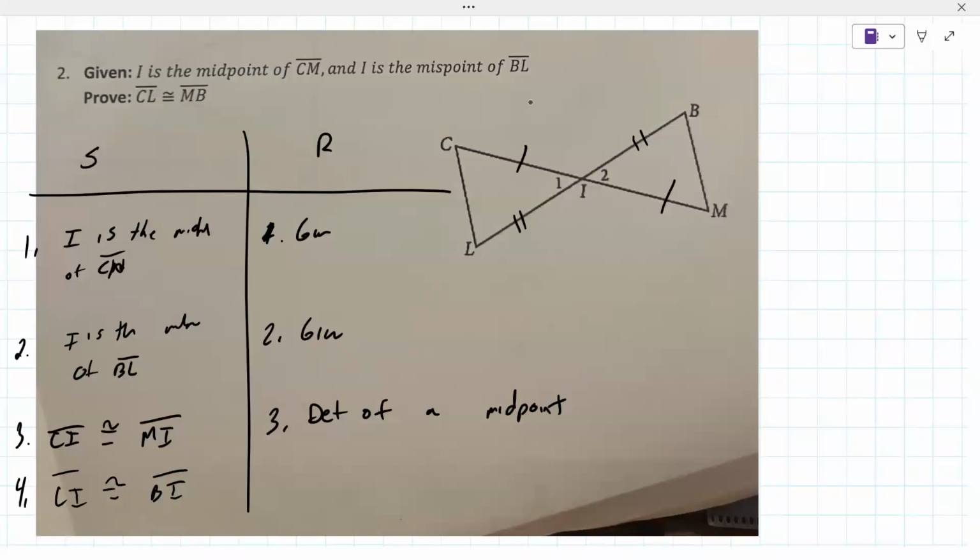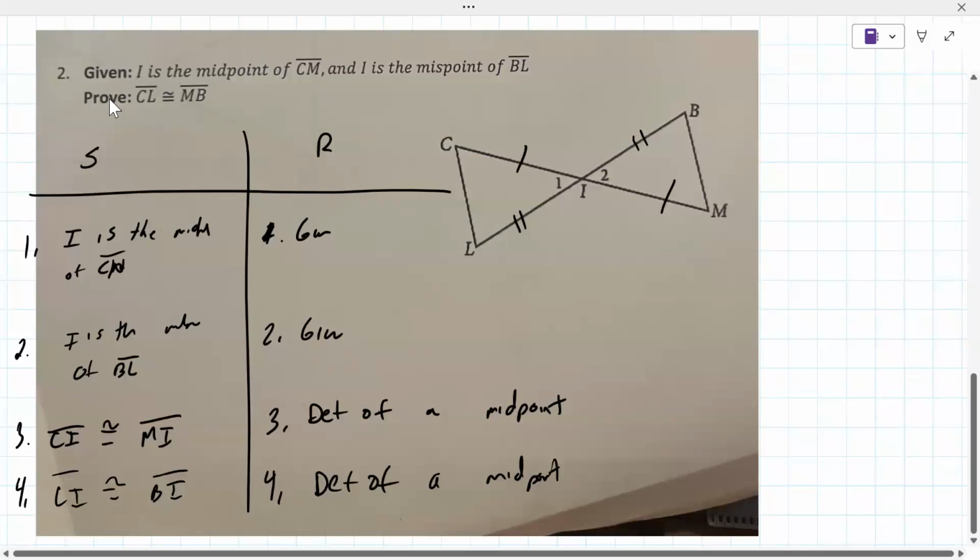Now the question is why? Why are they congruent? Well, it's no different than the previous one. What's the reason the previous ones are congruent? Definition of midpoint. Definition of midpoint, right? It's not that complicated when you just use the thing that it is, okay?